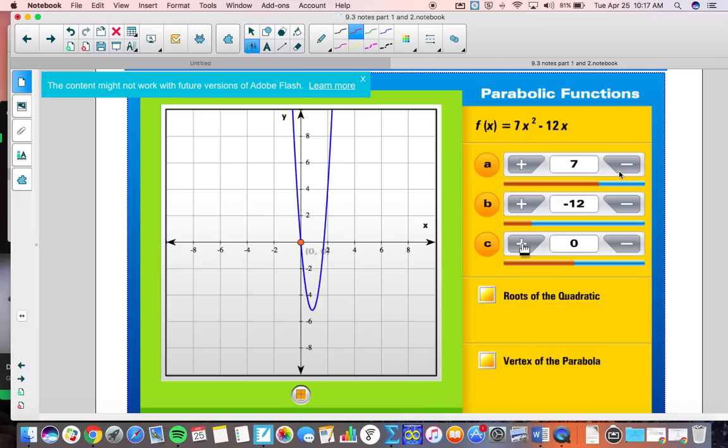And sometimes it opens down. So I'm going to change the x squared term here. I'm going to decrease it. If there is no x squared term, it's a linear function, so it's a straight line. Now let's make a negative x squared. Notice how now it's a downward facing, or opening down, parabola.